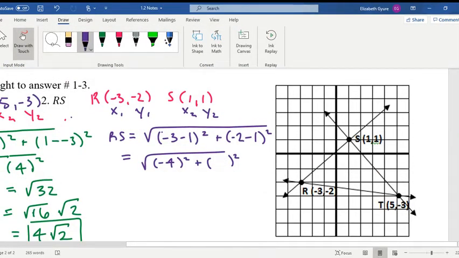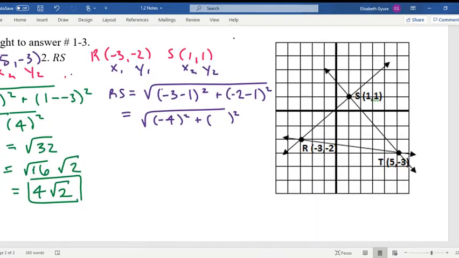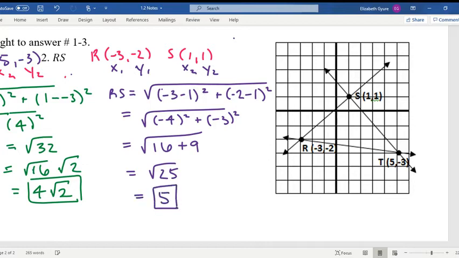Now the reason the parentheses are still going to be important here is because when you square a negative, you need to have the parentheses or else it stays negative. Your signs get all messed up. So -4 squared is 16. -3 squared is 9. 16 plus 9 is 25. So you should have the square root of 25, which is a perfect square. And your final answer is 5.